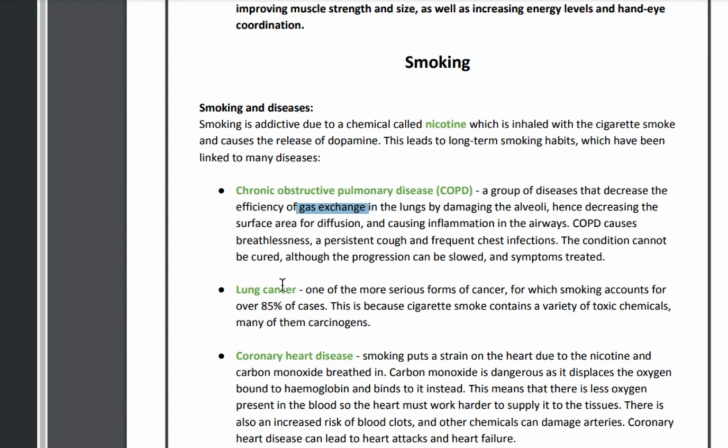The second problem with smoking is lung cancer. One of the very serious forms of cancer is lung cancer. When you have lung cancer, you're dying quickly. All cancer, you're dying anyway. But when you have this, then you have a problem, you know.